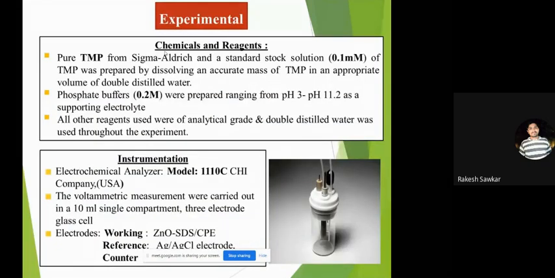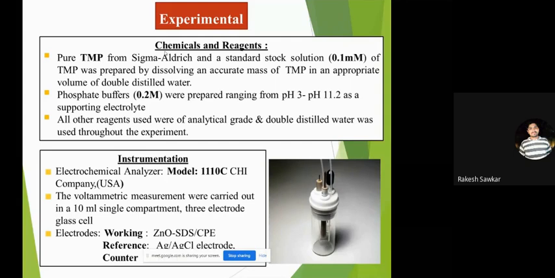This is the experimental part of our present work. Trimethoprim was purchased from Sigma Aldrich and a 0.1 millimolar standard solution of trimethoprim was prepared by dissolving in double distilled water. Phosphate buffer solutions were prepared in the range of 3 to 11.2 as a supporting electrolyte. Throughout the experiment, double distilled water was used and all chemicals were of analytical grade. For instrumentation, an electrochemical workstation was used.